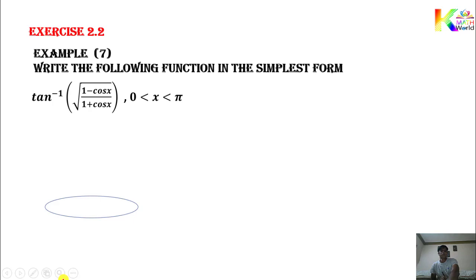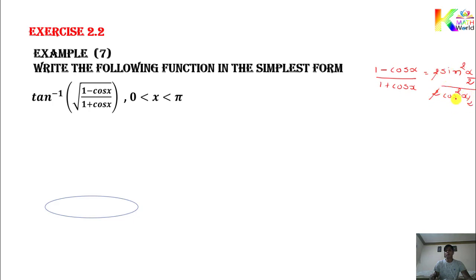Okay, this is question number 7. Write the following function in the simplest form. If you see this inner bracket, square root of 1 minus cos over 1 plus cos. I told you that you must remember this formula. What is the formula for 1 minus cos? 2 sin square of x by 2. Your angle is x, that's why you got x by 2. Same way, here you got 1 plus cos; what is the formula? 2 cos square of x by 2.